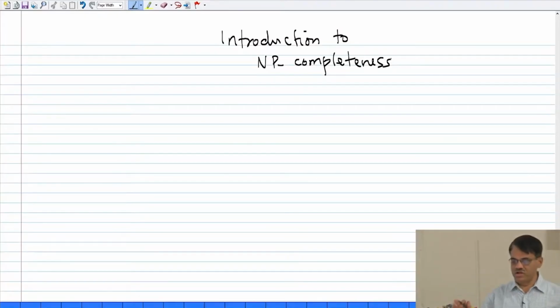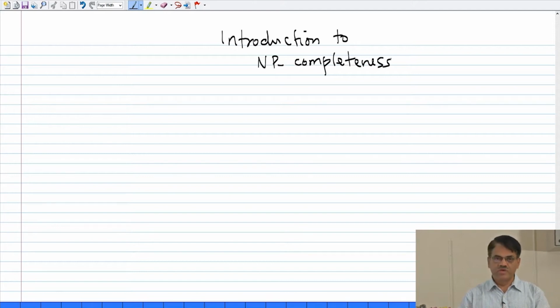So, in this session we will look at this notion of NP completeness. This is a very important notion. There are major open problems related to this notion. Towards the end of the last lecture, we saw that there are several problems which we can solve in polynomial time, and I gave you some examples of problems where the best known algorithm we have takes exponential time, right.